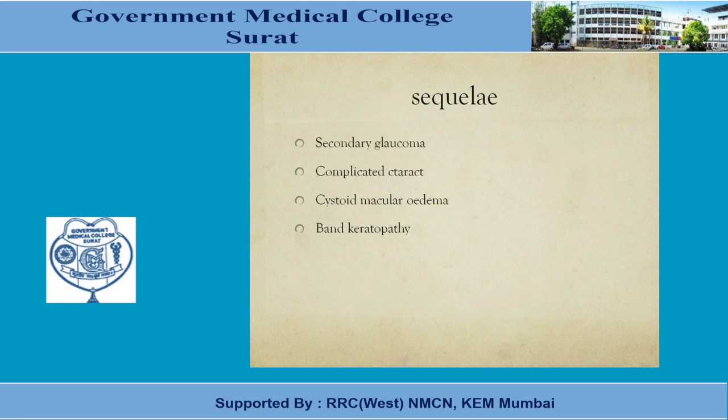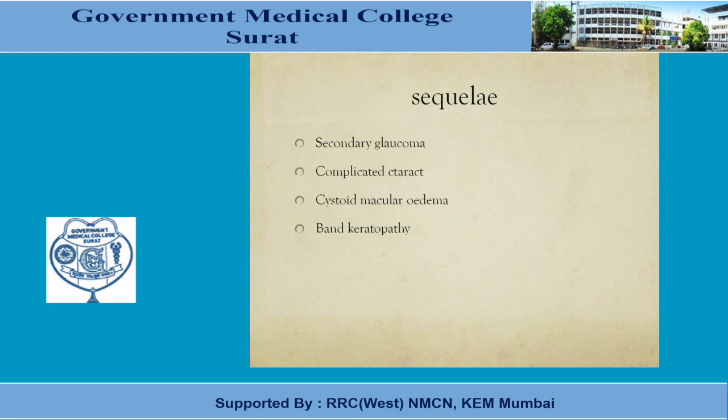So it can cause secondary glaucoma. It can cause complicated cataract. As I told you, there are events like posterior synechia. There is a kind of break in the vitreous blood barrier or aqueous blood barrier. So this particular anterior capsule becomes permeable to inflammatory substances. So generally it gives rise to posterior subcapsular cataract, which we call a complicated cataract.